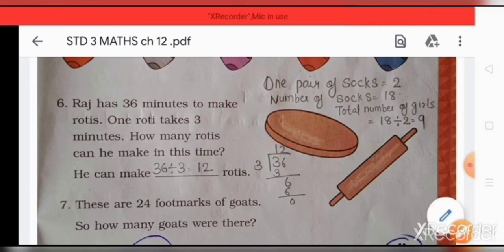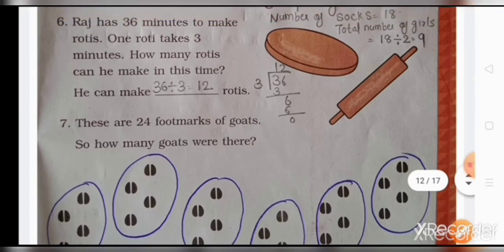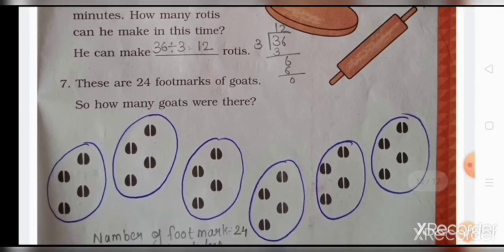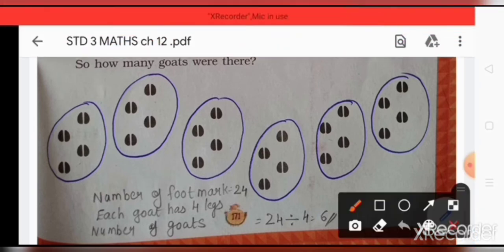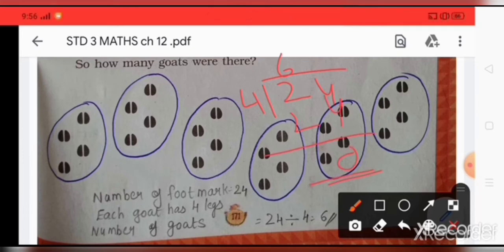That means how many rotis is he making? 12 rotis. These are 24 footmarks of goats. So how many goats were there? Then total number of footmarks is 24. And each goat has how many legs? 4 legs. Then 24 divided by 4. 4 6s are 24. Then number of goats is equal to 6.